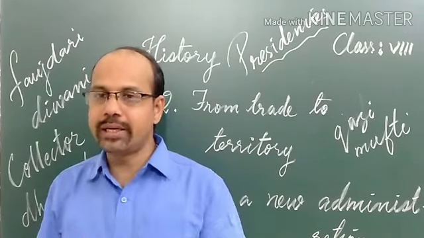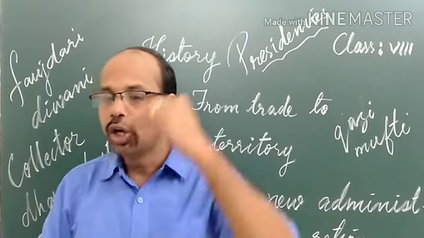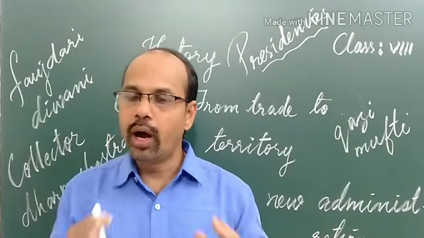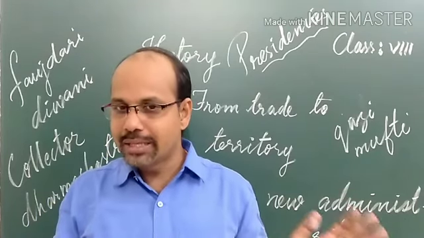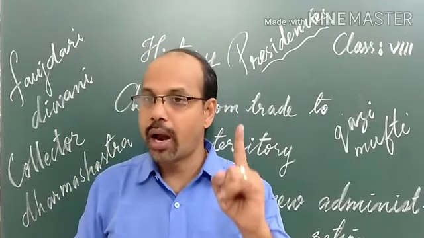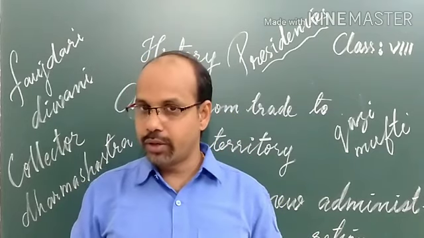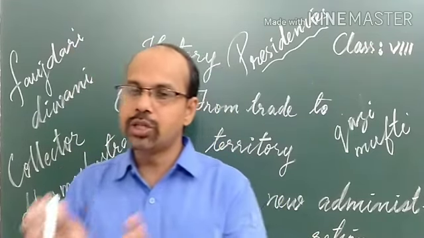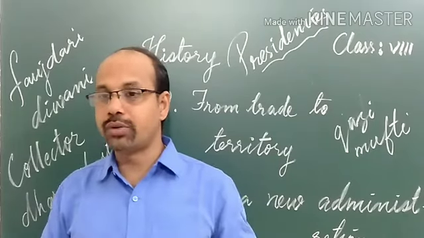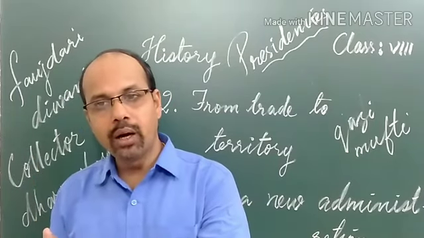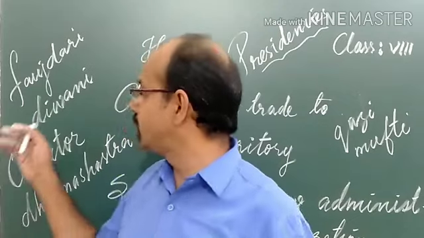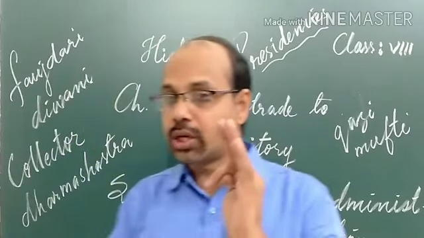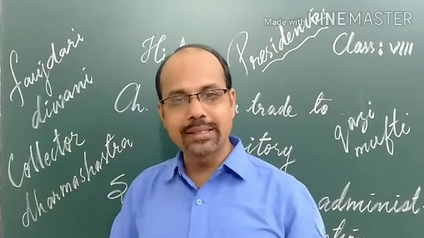Each district had two courts. They divided the presidencies into many districts, and each district had one administrative head, known as the collector. Each district had a criminal court and a civil court.